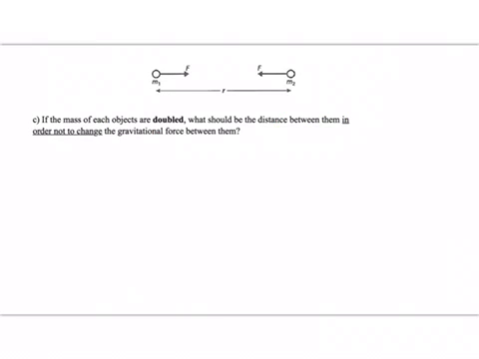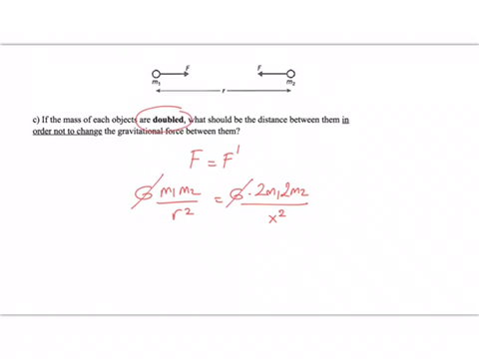In C, if the mass of each object is doubled, what should the distance be in order not to change the gravitational force between them? So the initial value will be equal to the new value. The initial value is G m1 m2 over r squared. The final value is G times double the masses, 2m1 times 2m2, over the new distance x squared. So G cancels, m1 m2 cancel, so I have x squared is equal to 4r squared. So x is equal to 2r. So if I double the distance, then the new force will again be the same.